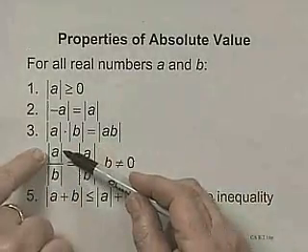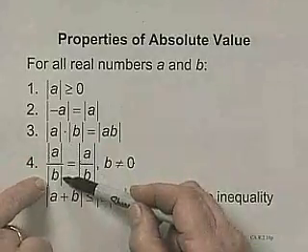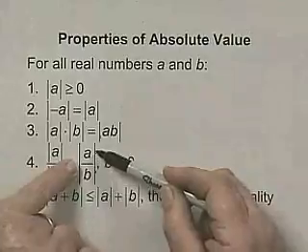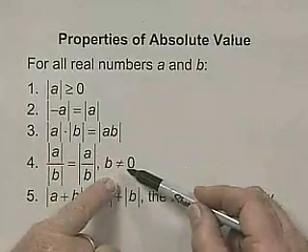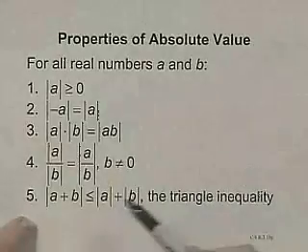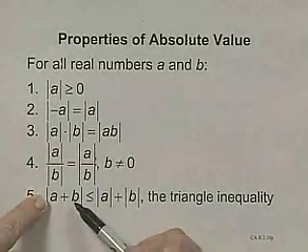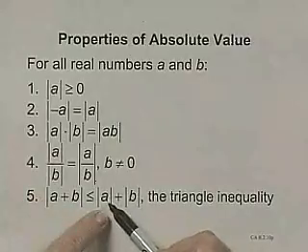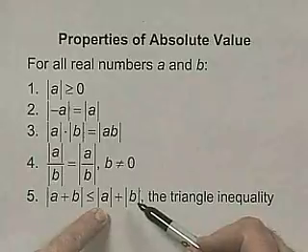And the quotient of absolute values, the absolute value of a divided by the absolute value of b, is equal to the absolute value of the quotient of a divided by b, of course, providing b is not equal to 0. And the triangle inequality: the absolute value of the sum of a and b will always be less than or equal to the sum of the absolute value of a and the absolute value of b.